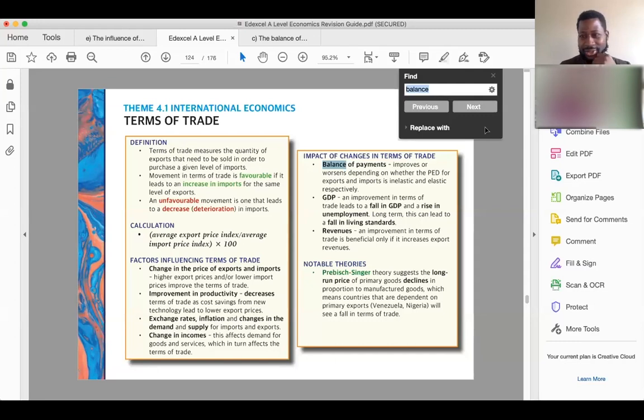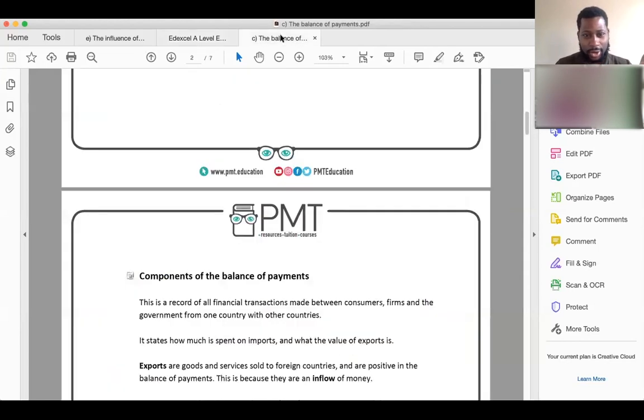So essentially, it's just a record of every financial transaction that takes place in the economy in a given time period. It's almost like looking at a bank statement, except it's for the country, the nation. That's literally what it is. It records all the transactions taking place between consumers like ourselves, firms, and the government, from one country to another. So that's essentially what we're looking at.